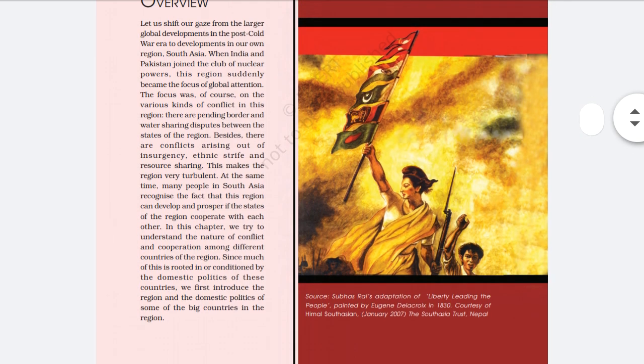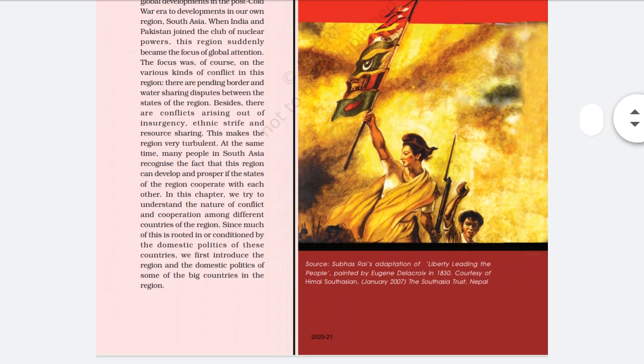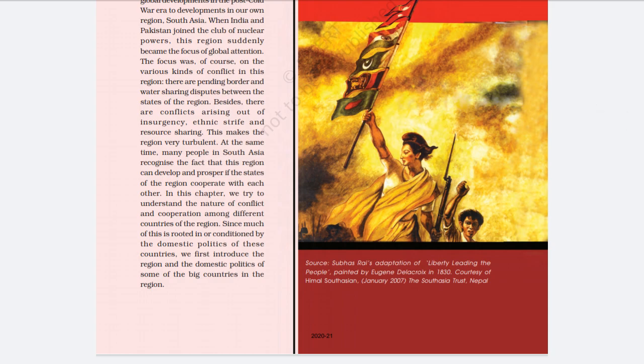When India and Pakistan joined the club of nuclear power, the region suddenly became the focus of global attention. When India and Pakistan, both of these arch rival countries, joined the club of nuclear weapons and successfully tested their nuclear weapons, at that time the attention of other countries, especially the rich and developed countries, became focused on this region, and this region came into limelight. Clear? The focus was, of course, on the various kinds of conflict in this region.